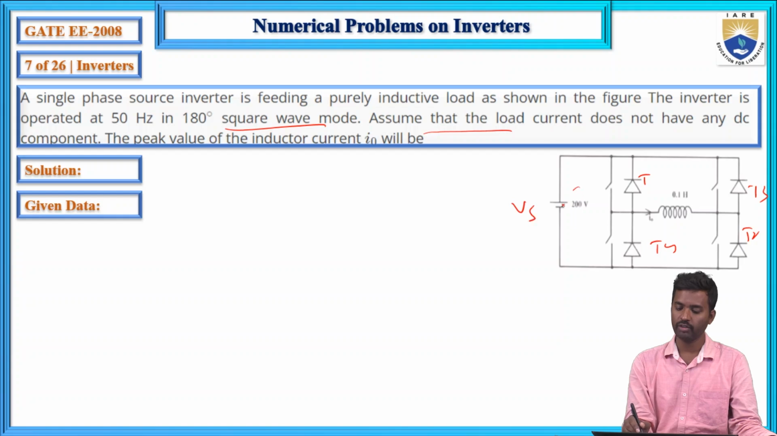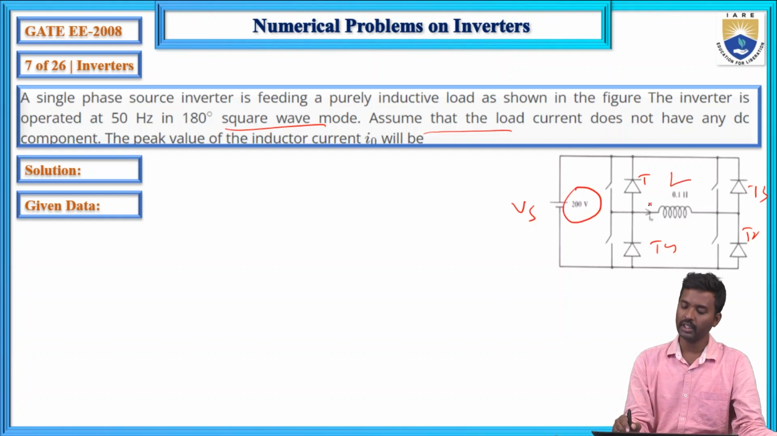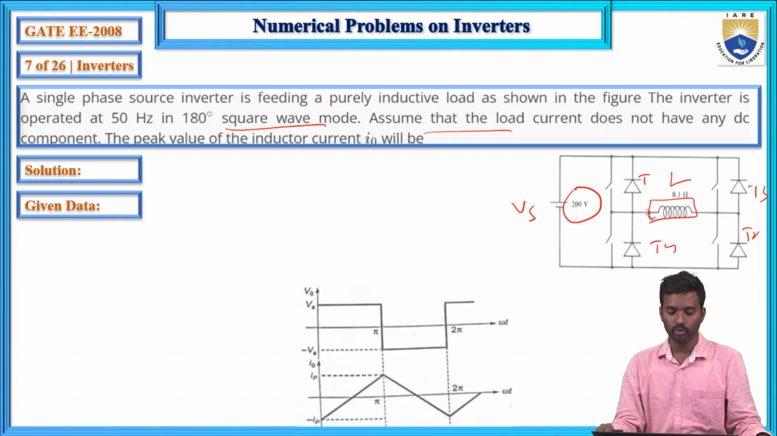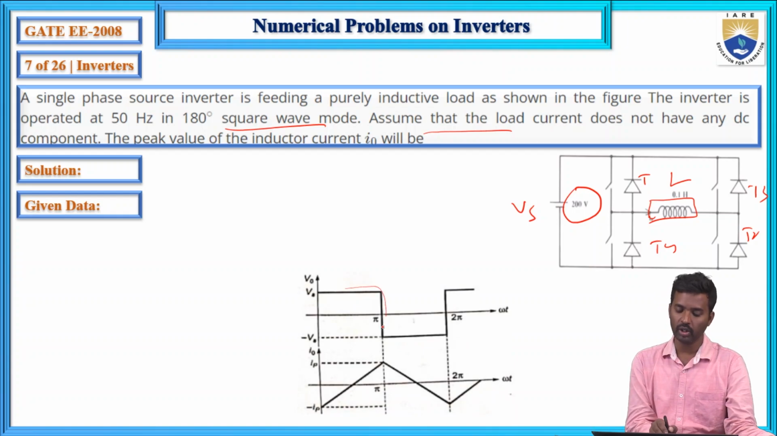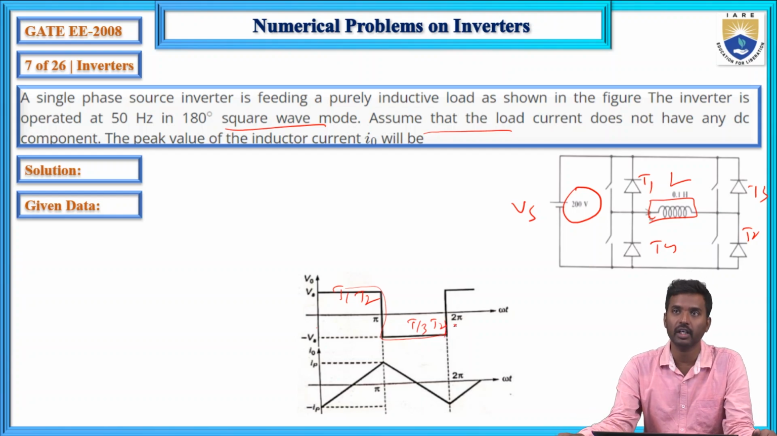This is the supply voltage Vs, so this is 200 volts. This is a purely inductive load. So now here, the peak value. If you know this output voltage waveform, this is the output voltage waveform. During 0 to T by 2, T1 and T2 thyristors will conduct, and in the negative half cycle T3 and T4 thyristors will conduct.